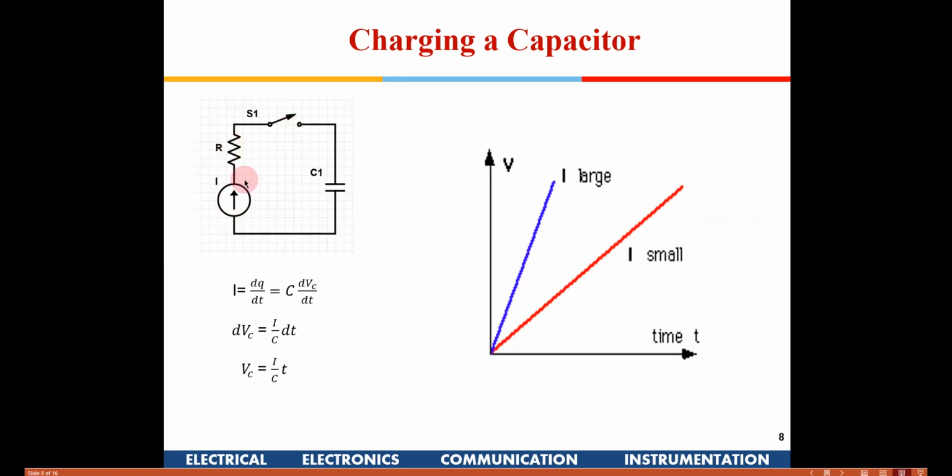Now suppose that instead of a voltage source, I am putting a current source, and there is a resistance out here. If I close this switch, what happens? Now I can again write the current I is equal to dq by dt, which for a capacitor I can write as C into dVc by dt. Then I take the Vc terms on one side and the dt terms on the other, and integrate. I get Vc is equal to 1 by C into I into t.